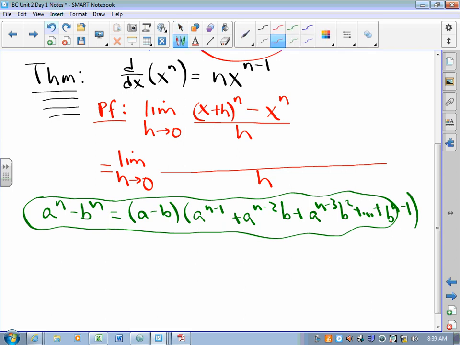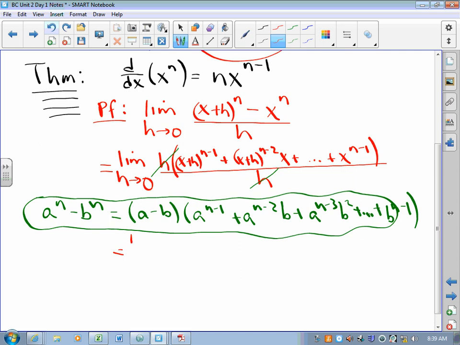So what does that mean for us? That means for us that this numerator can be written as h times x plus h to the n minus 1 plus x plus h to the n minus 2 times x plus all the way down plus x to the n minus 1, all over h. And so this drops out.